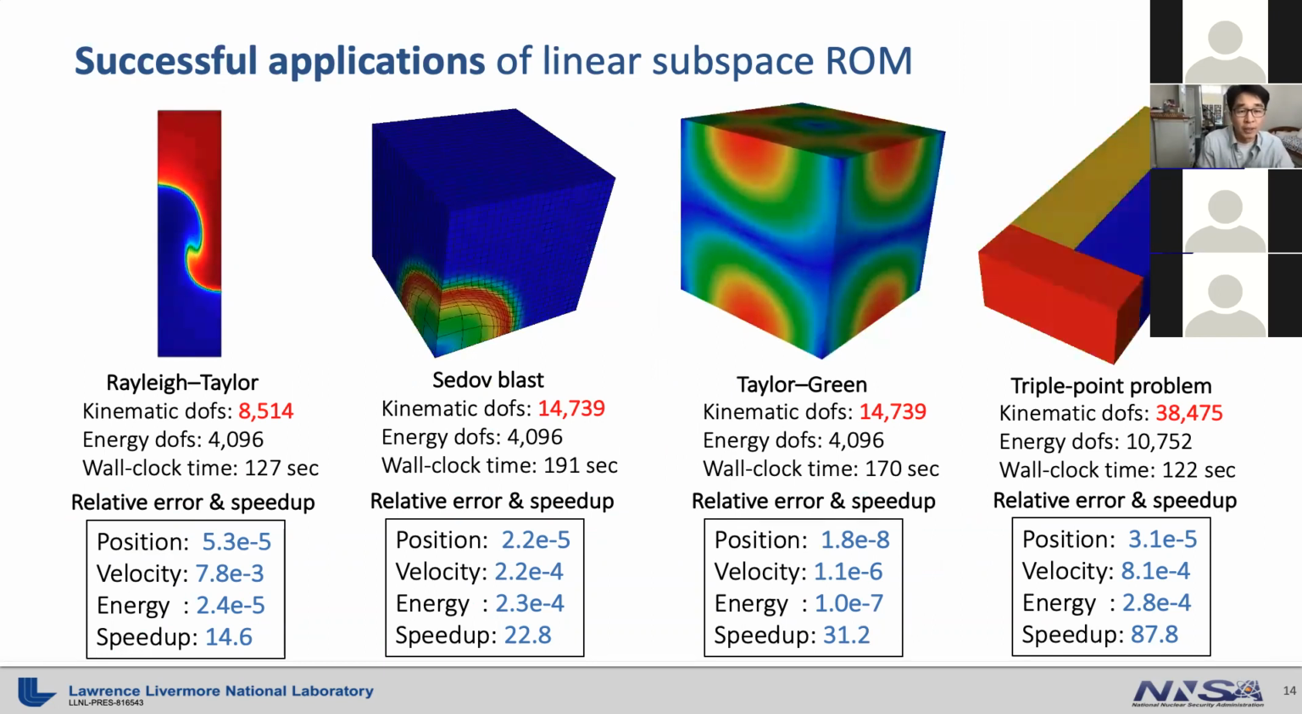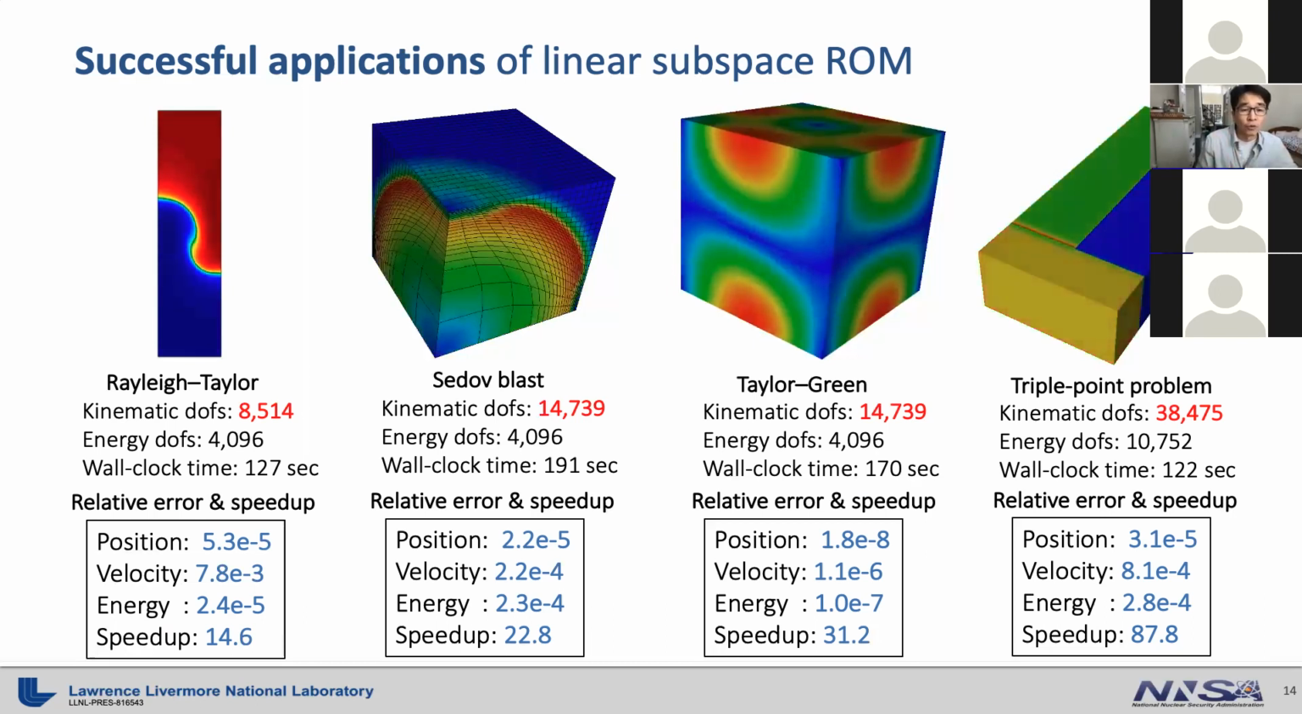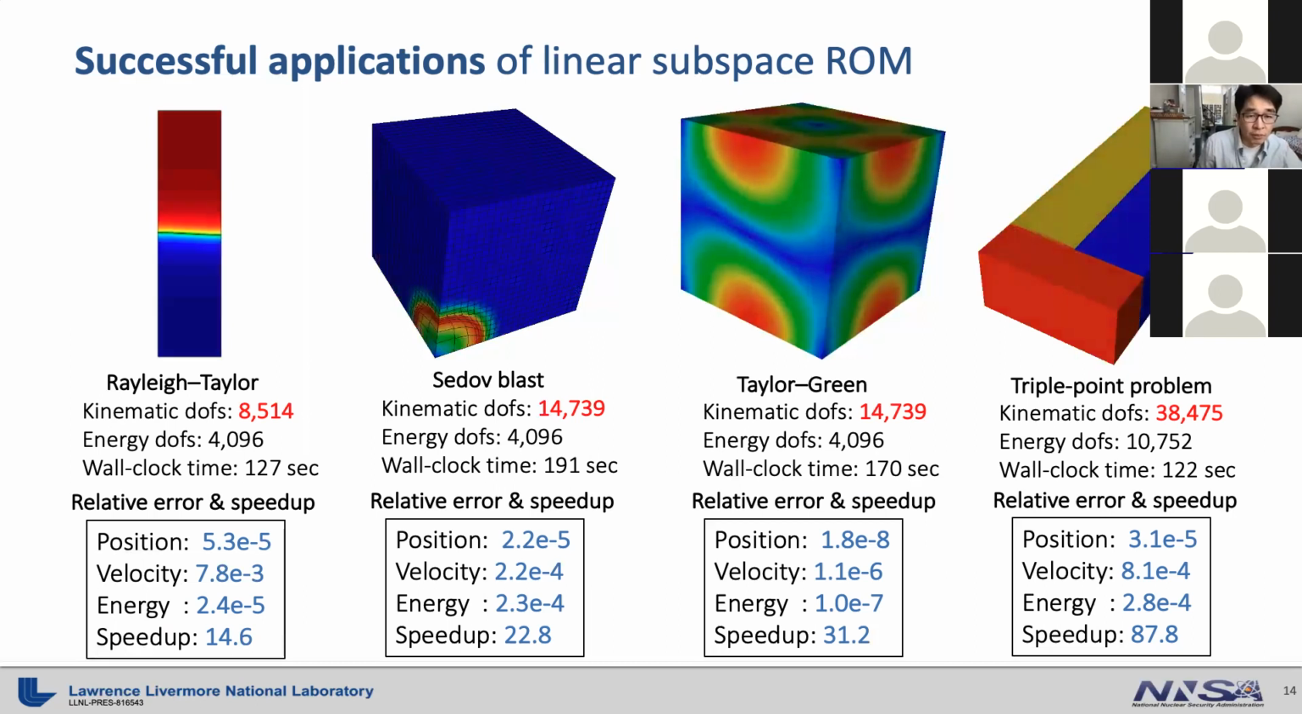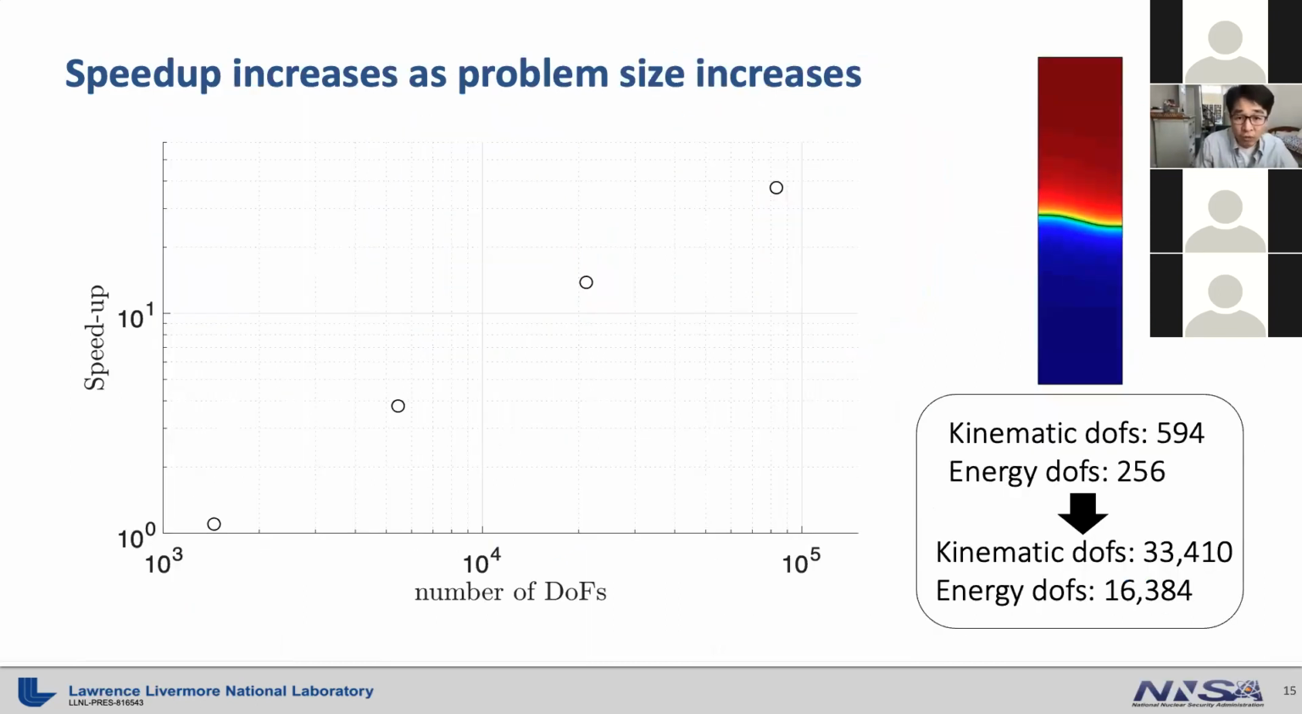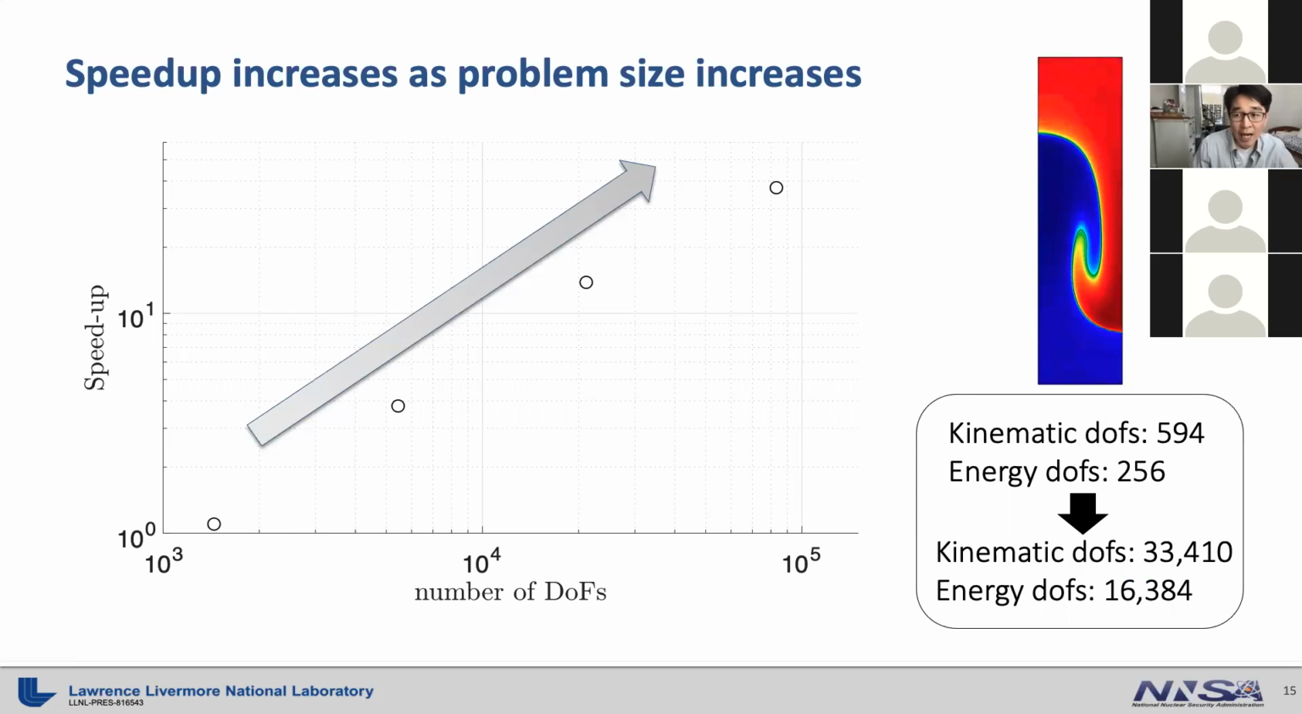If you compare the full order model solutions and reduced model solutions with the eyeball norm, you cannot distinguish the difference between the two. And one great thing about this projection-based reduced model is that its speedup will increase as we apply it to larger scale problems. To demonstrate that effect, we refined the Rayleigh-Taylor instability problem and observed the speedup. As you can see from the graph, a higher speedup is achieved as the size of the problem increases.